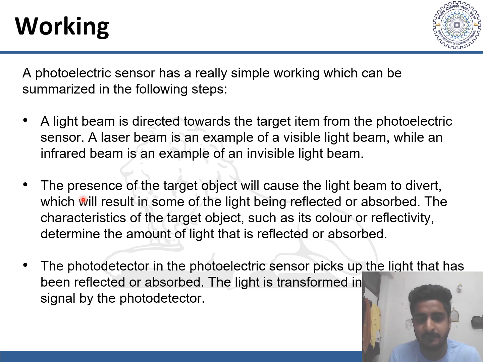The next step is the presence of the target object. If there is an object in between the optocoupler, it will cause the light beam to divert, which will result in some of the light being reflected, absorbed, or there being no transmission of light at all. The characteristics of the target object, like its color and reflectivity, determine the amount of light that is reflected or absorbed. The photodetector in the photoelectric sensor picks up whatever amount of light is reflected or absorbed, and this light is then transformed into a signal by the photodetector.